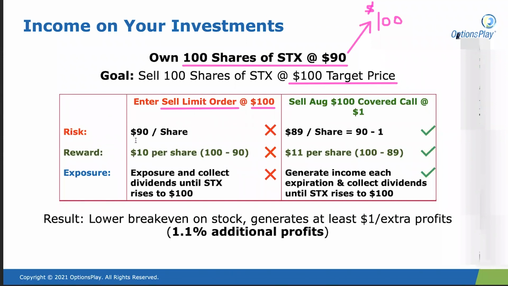In the meantime, your risk is $90 a share, the price that you purchase it for. If it plummets to zero before it hits your target price, you're risking $90 per share. Your potential reward is $10 per share, the difference between your target price and your cost basis. And you effectively have exposure to the swings of STX going higher or lower and collecting dividends between now and the time that your order is triggered, meaning if the stock reaches $100 and you're out of the trade.